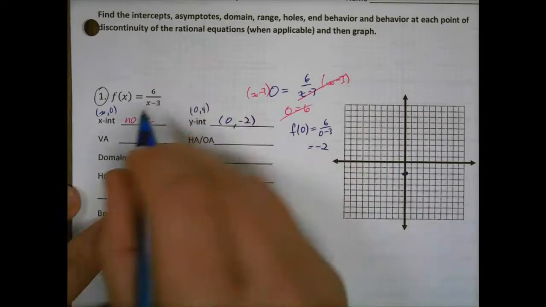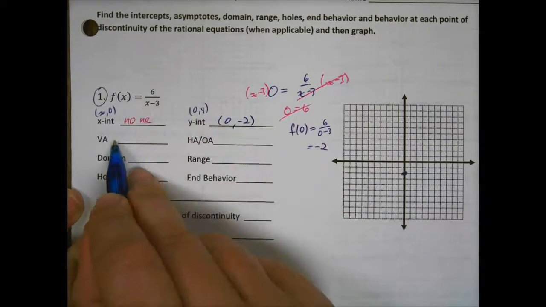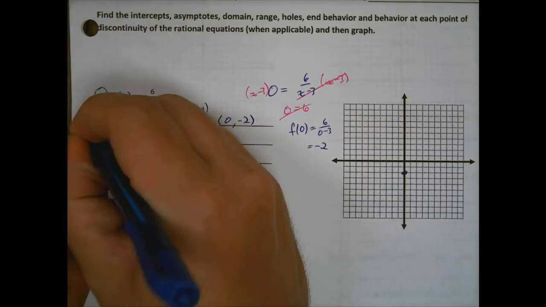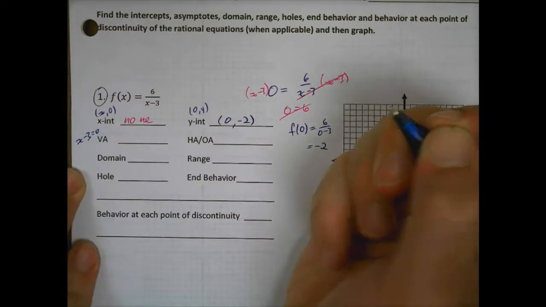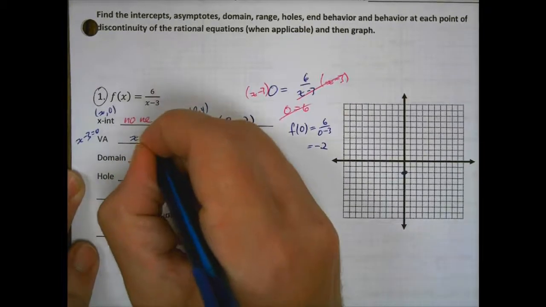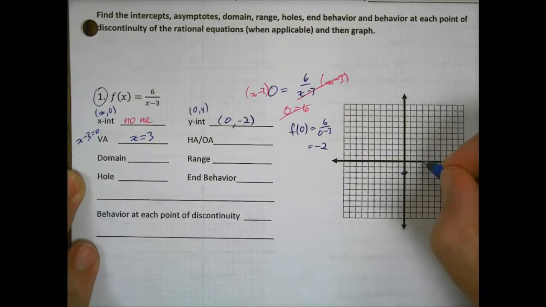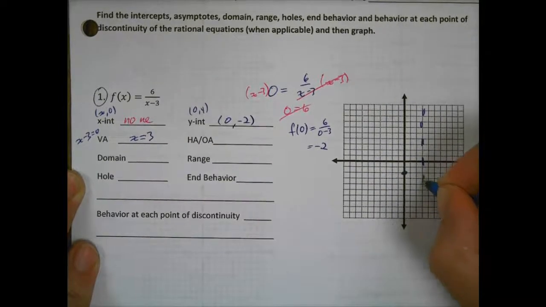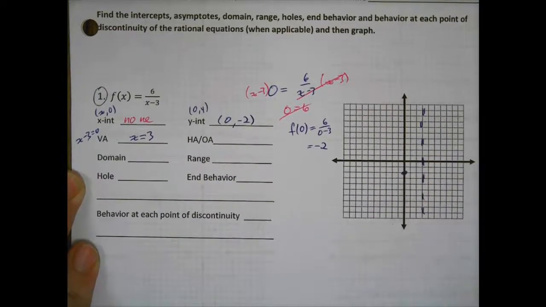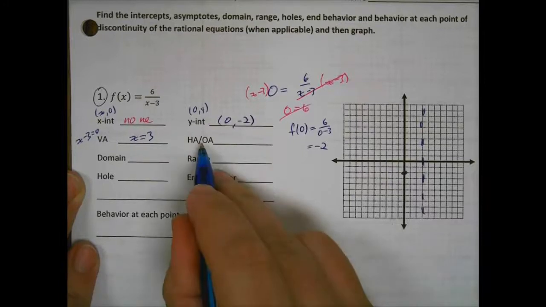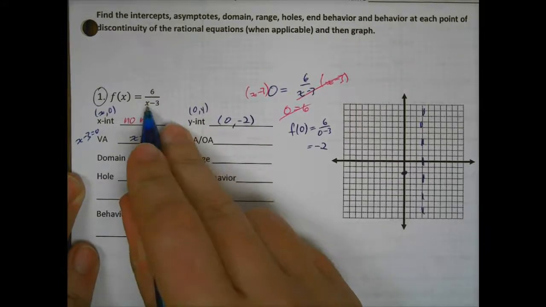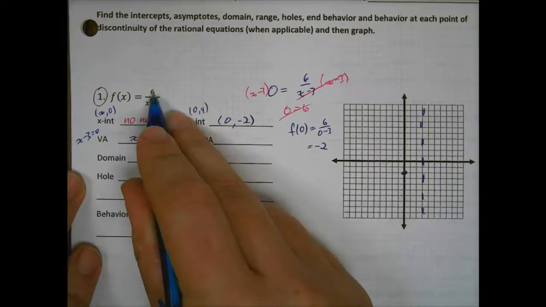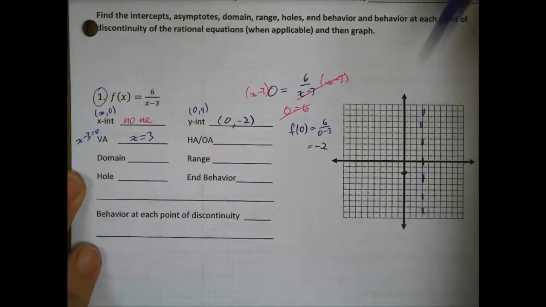Anyways, our vertical asymptote: if we take our denominator, it would be 0 when x minus 3 is equal to 0. That would mean our vertical asymptote is when x equals 3. So when x is 3, I can draw a vertical asymptote. Just do the best you can. Horizontal: in the denominator, we have x to the first. In the numerator, we do not have an x. Going back to our rules.